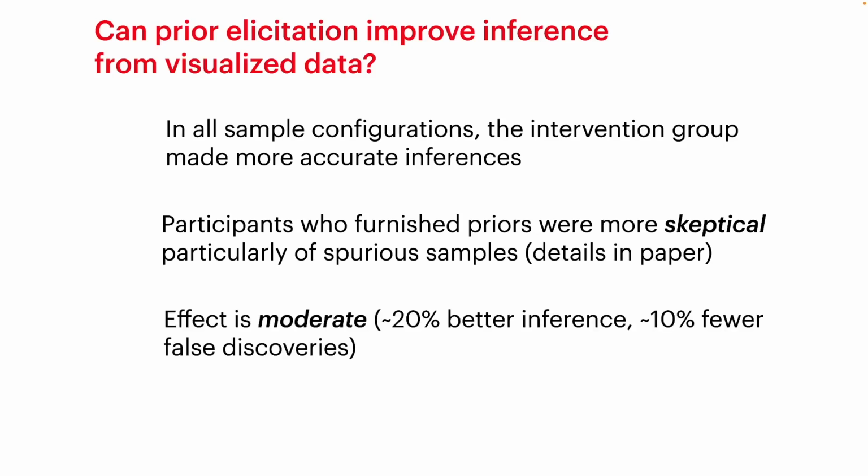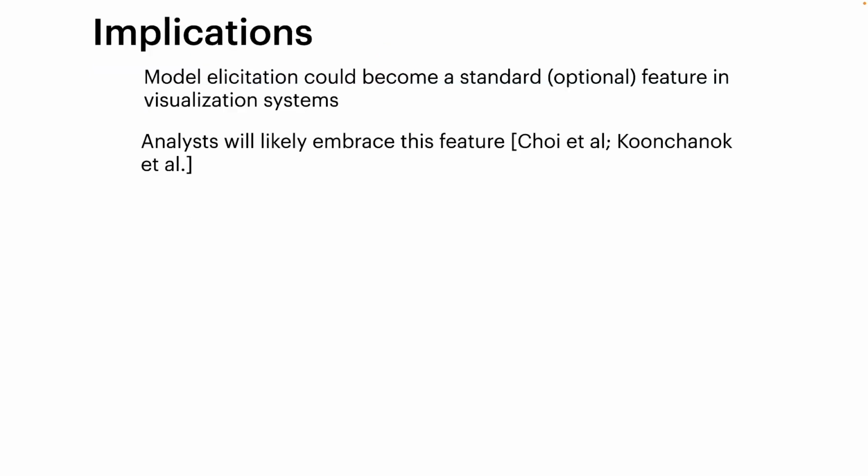Now, the effect is somewhat moderate, though, translating to about 20% better inference and 10% fewer false discoveries. And although those are potentially concrete gains for this minimally intrusive interaction, it's still important to put this effect in context and note other biases that analysts may be subject to, like incentives to find any positive outcomes at all costs.